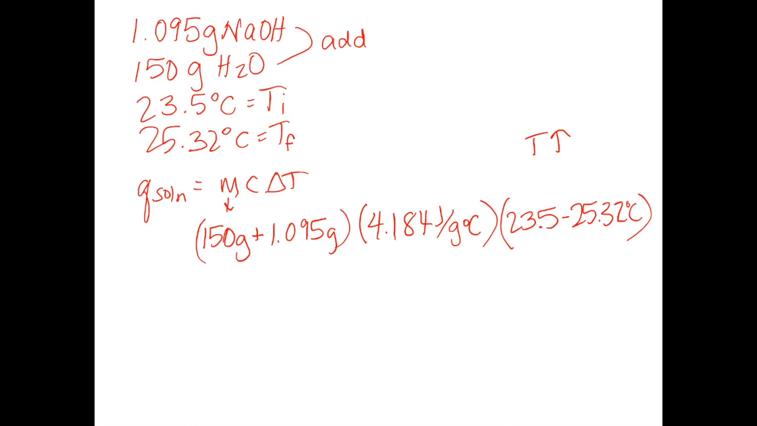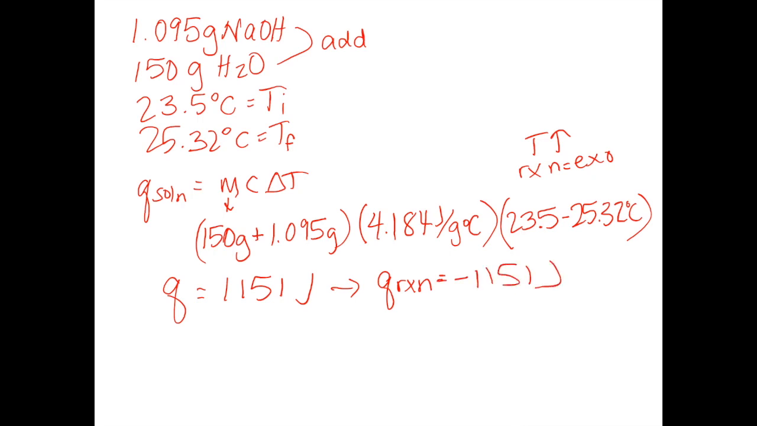Okay. My temperature has gone up, which means that my reaction has let off energy and heated up the solution, which means that my actual reaction is exothermic. So I've got to remember that Q is negative. Once you do all the math, you get a Q of solution of about 1151, with a little bit of rounding, joules. So now that's my Q for my water, my solution. So for Q reaction, negative 1151 joules.